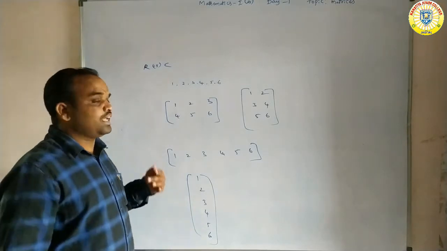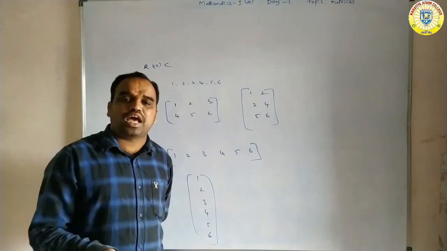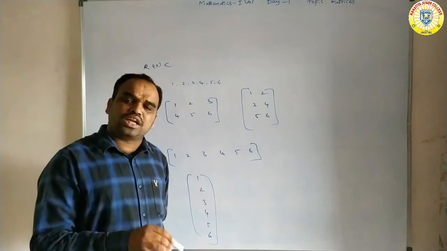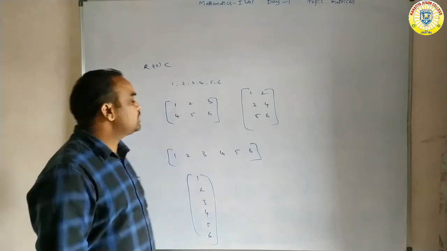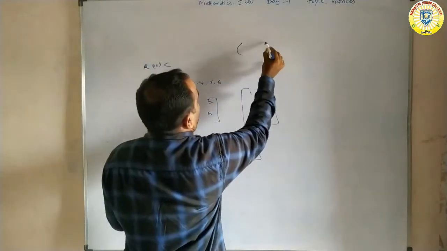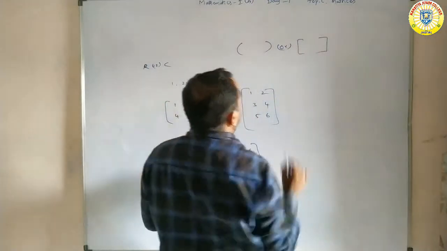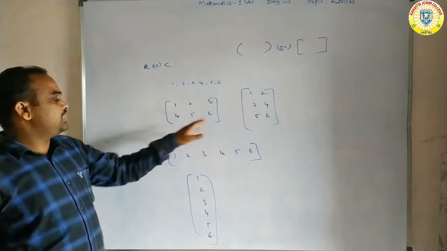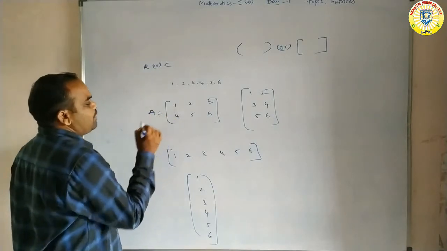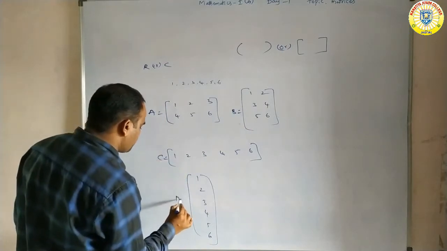So the real numbers or complex numbers are arranged in horizontal and vertical lines, otherwise horizontal and vertical both. Then this arrangement is called a matrix. Matrices are denoted by symbols like this or this. These all are matrices. Generally, matrices are denoted by capital letters: capital A, capital B, capital C, capital D.